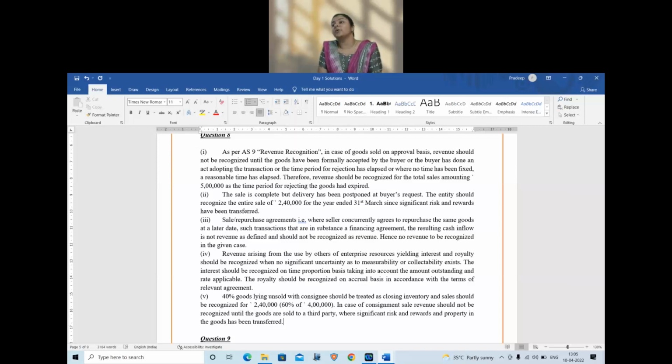A del credere agent is only bearing the risk of bad debts and not the risk of unsold goods. You are not undertaking to take the unsold goods. You are only saying I will sell, and if bad debts are there, I will bear the loss. Significant risk will be evaluated based on to what extent your del credere commission is applicable.